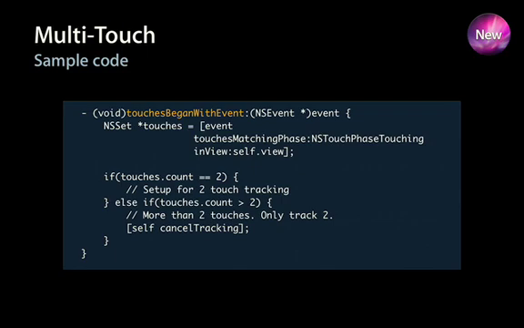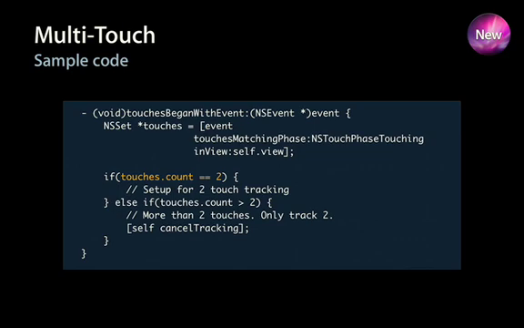So in the sample code, we were tracking touches, and this is what the touches began with event looks like. The first thing we do is I want to know what touches are currently touching the device. I know at least one touch began, perhaps two began, perhaps this is the second or third or fourth touch. So we get the set of touches that are currently touching, and we find out how many touches are currently touching the trackpad. If it's two, we want to go ahead and set up for two-touch tracking, and then we'll do our two-touch tracking after a threshold in touches moved with event.